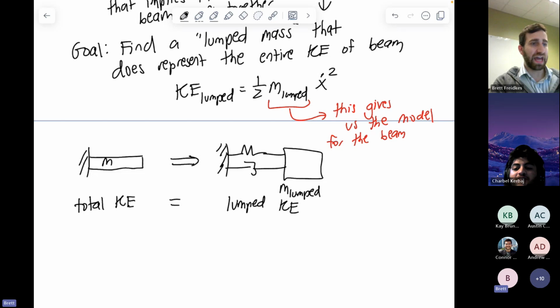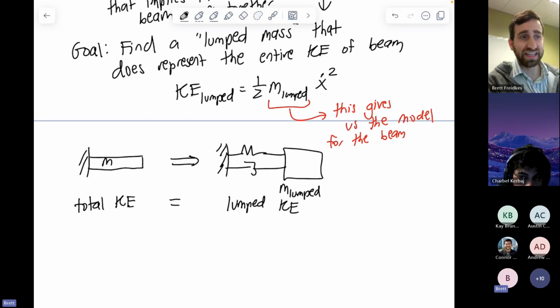While our lumped kinetic energy will just be 1/2 mv squared, where that m is the lumped mass, which is what we're trying to find. So that is our goal, is to find the lumped mass. Are there any doubts about what I just said? It's an extremely, extremely important thing that we're going to use over and over again, this concept of lumping. I need to make sure that we're okay right now.